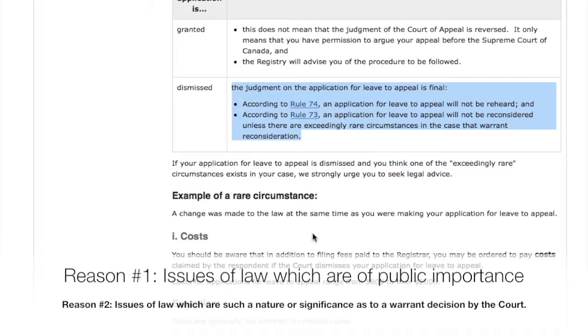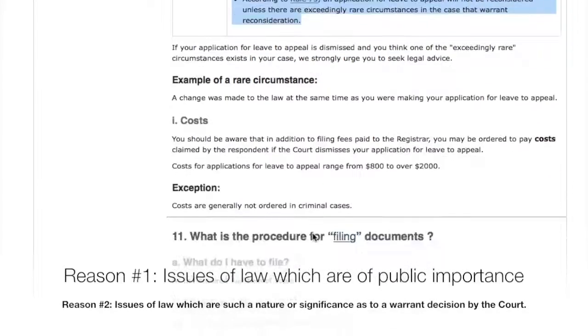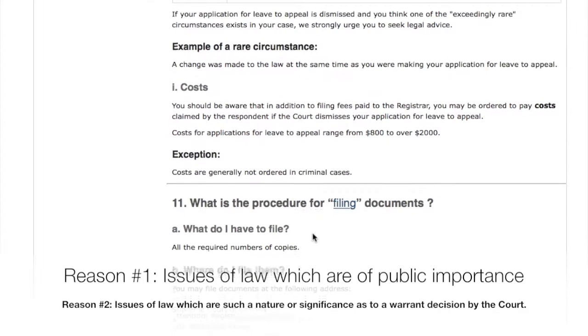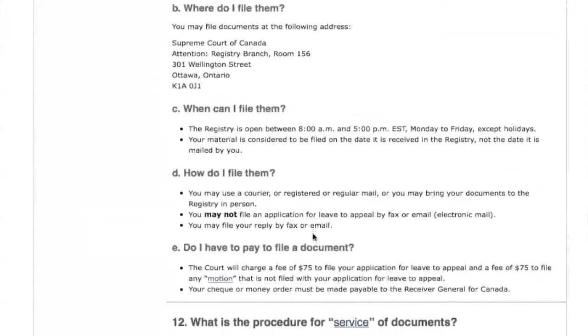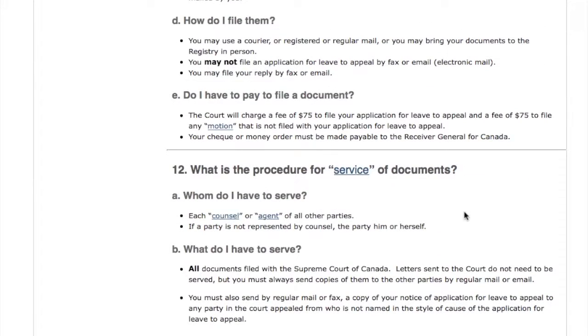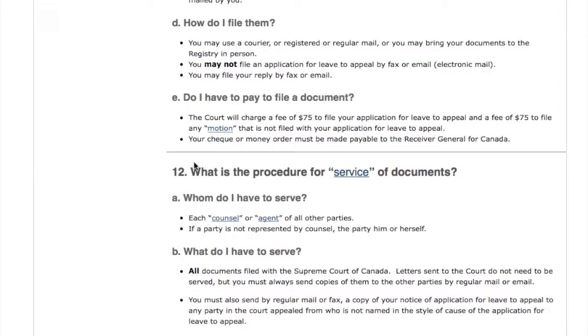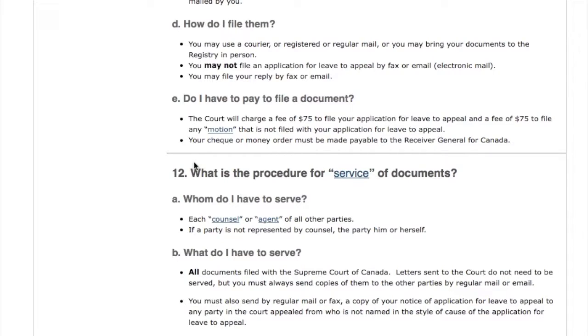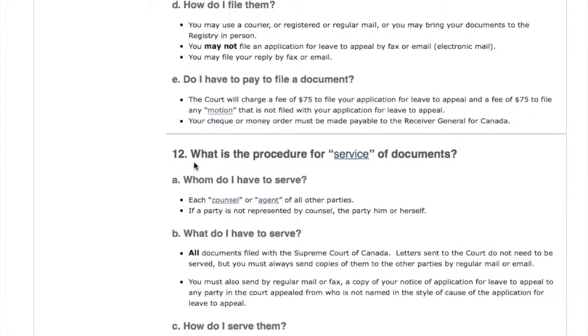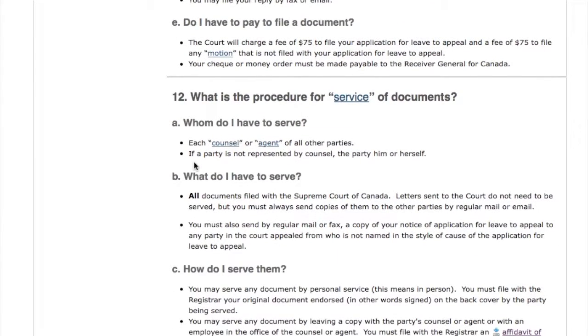So the circumstance that they outline here, somewhere on their website, is that if the law changed while you were putting together your application for leave to appeal. If the law changed and that affects your case, then it becomes something where the court may, quote unquote, reconsider your leave application.